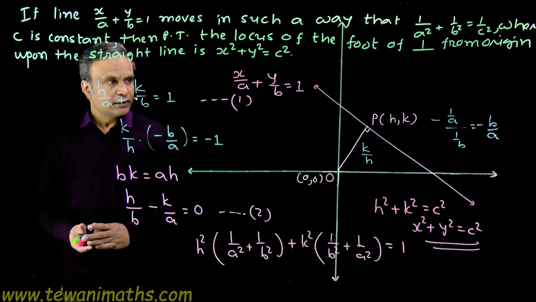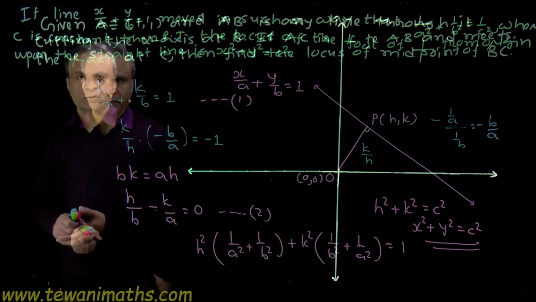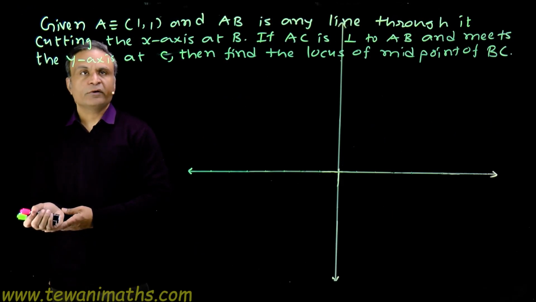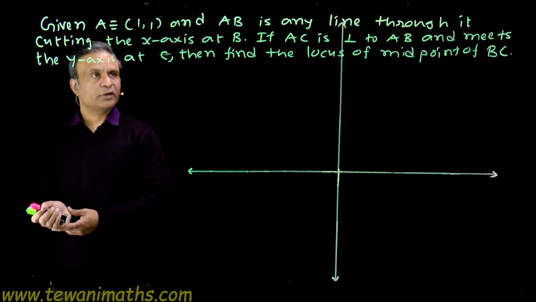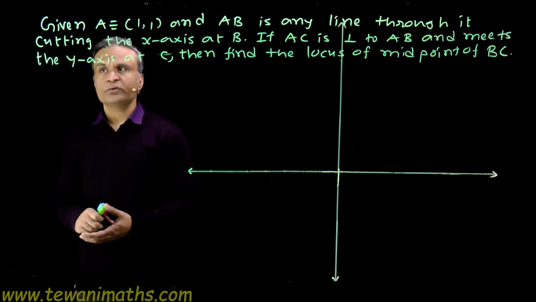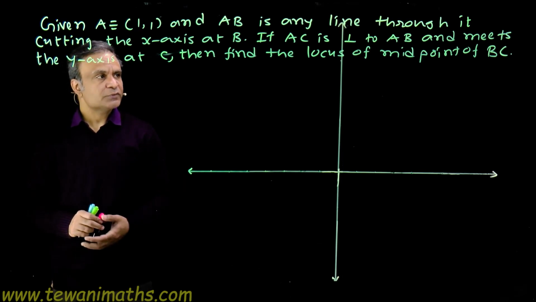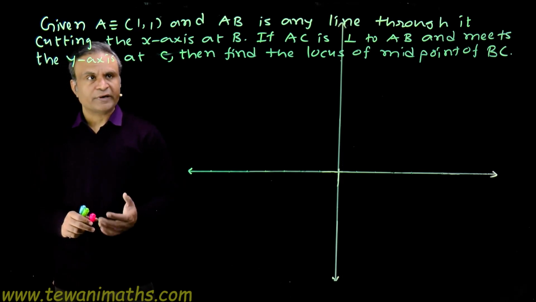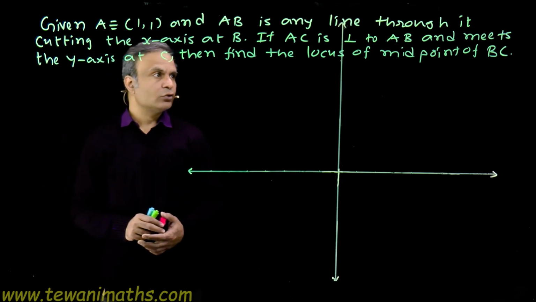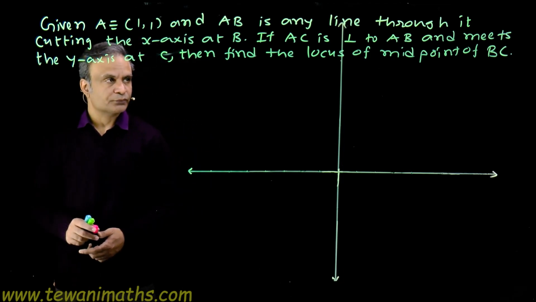लेट्स ट्राई नेक्स्ट क्वेश्चन देन. Okay, now look at this one. Given point A having coordinates 1, 1 and AB is any line through it cutting the x-axis at point B. If AC is perpendicular to AB and meets the y-axis at C, then find the locus of midpoint of BC.